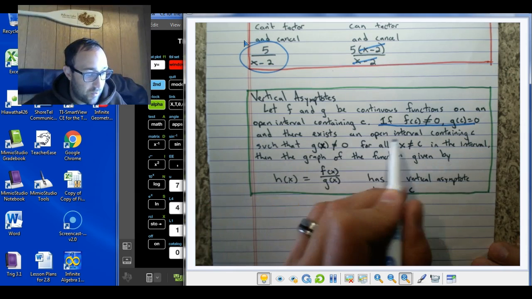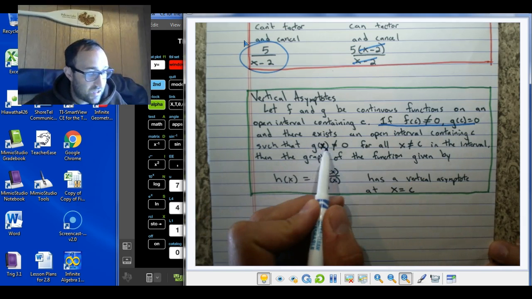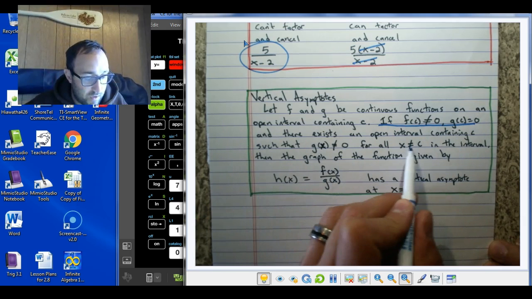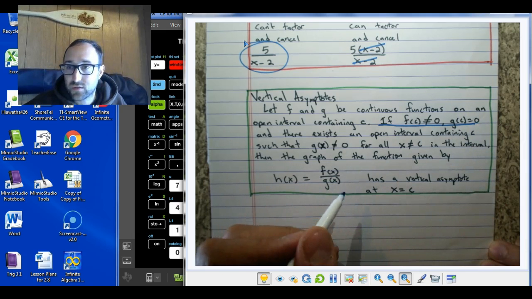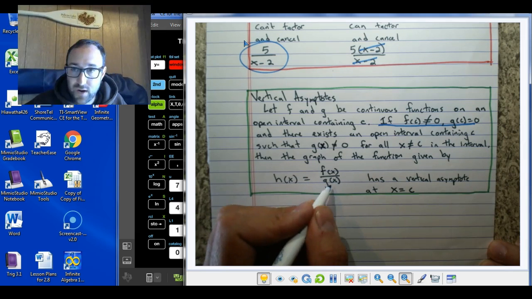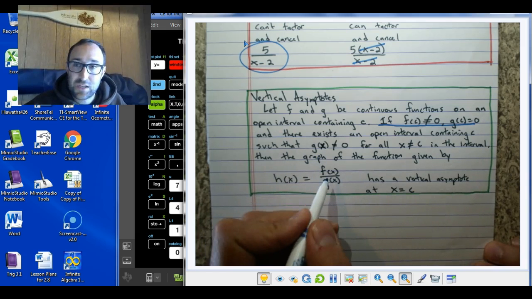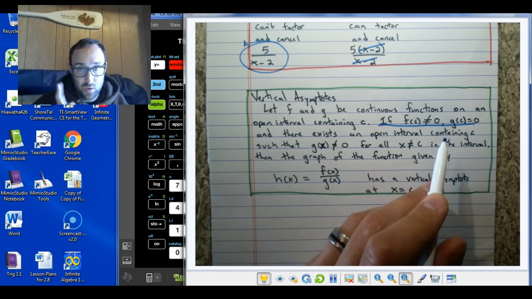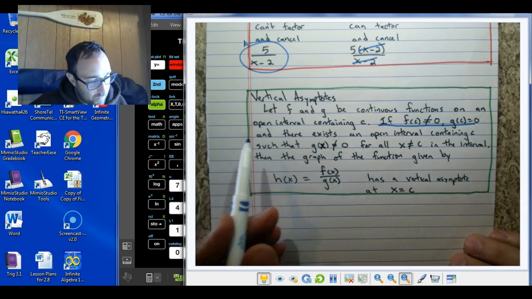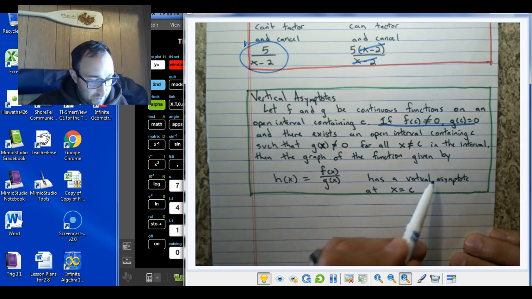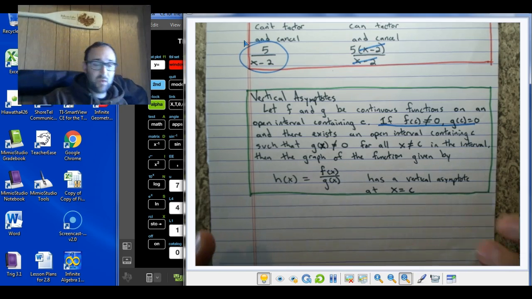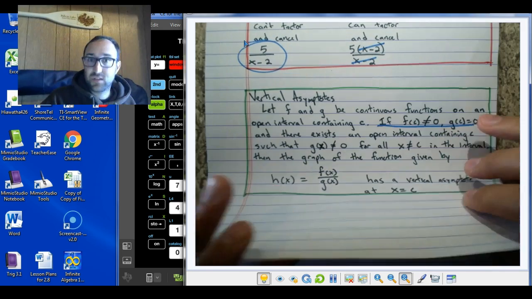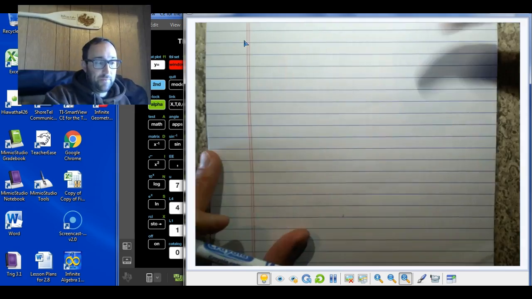So this has to be like 5 over 0, 10 over 0, whatever over 0. Okay, and there exists an open interval containing c such that g of x does not equal 0 for all x not c. That means basically g of x cannot equal 0 everywhere, is what they're trying to say. Because if it equals 0 for everything, then we have a problem. We only want it to equal 0 at c, at one point. And then we can say it has a vertical asymptote at that one point. Why would you ever want to divide anything by 0 anyway? That doesn't seem like a very good function.